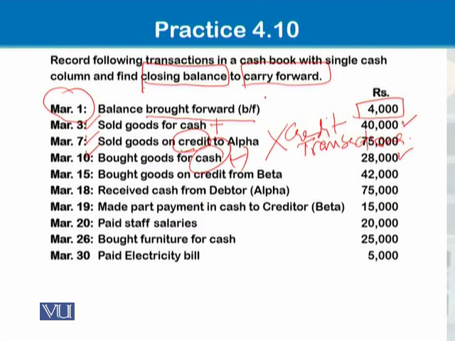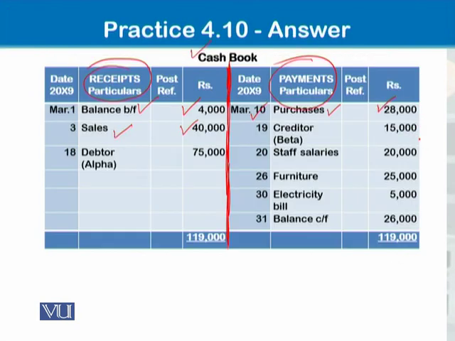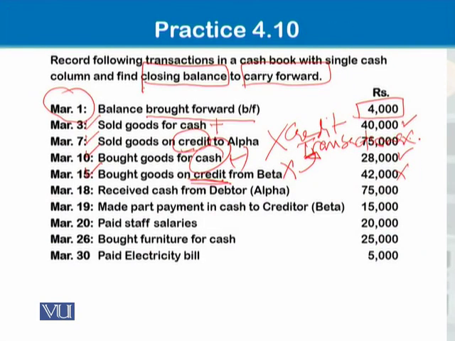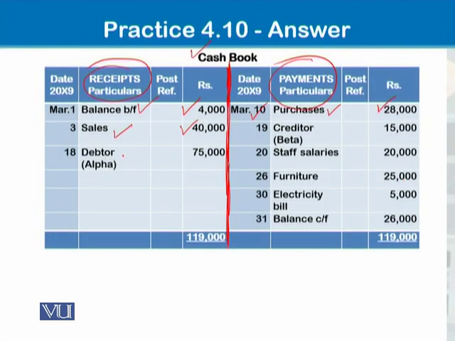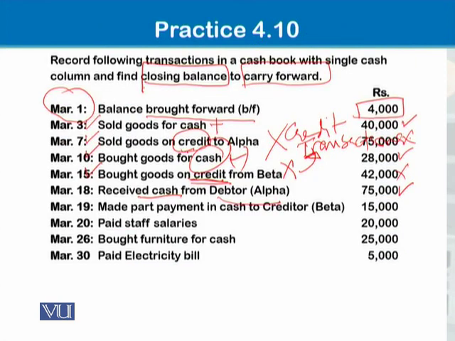Well, then on 15th, bought goods on credit. Again, this is a credit transaction, so we will not record this transaction in our cash book. You see, it is not appearing here. Then received cash from debtors Alpha. On the receipt side, 75,000 we'll put.